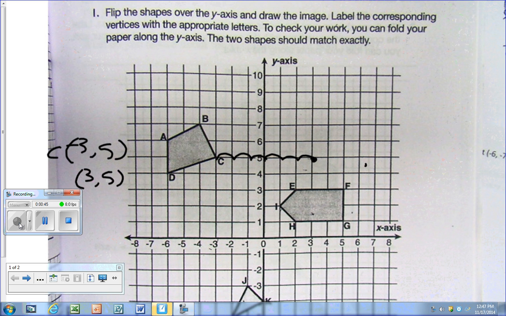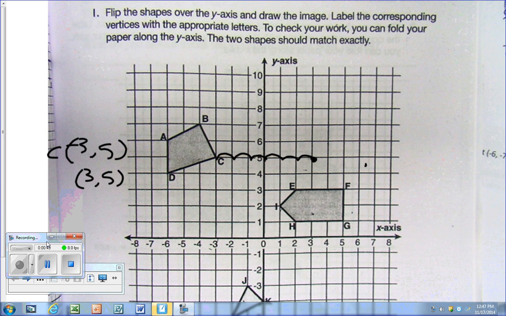So when I reflect over the y-axis, I can see what happens is that the x number becomes the opposite, but the y stays the same because we're reflecting over that y-axis. All right, so let's try it with point D. It's 6 jumps to the y-axis. So 6 jumps out.